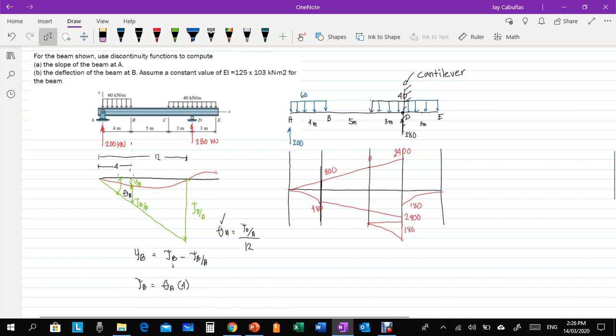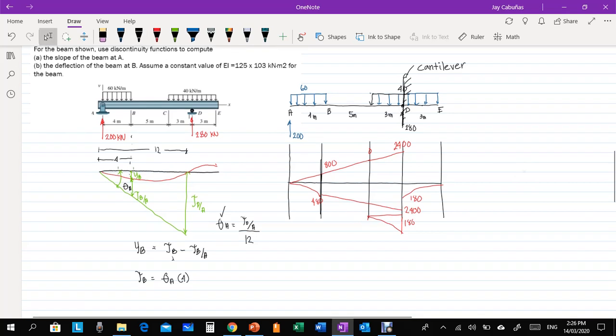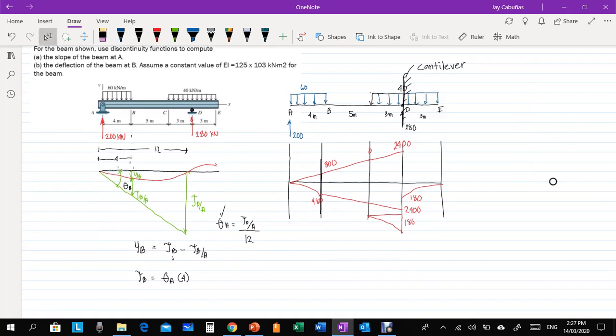Okay, so first, the computation of the deflection at B. First, we need to draw the moment diagram again by parts. So we set a cantilever at any point of the beam. In this case, I set my cantilever at joint D, at point D. Okay? So at that point, I get their moment diagram. So, the moment diagram of 200, it is 200 times the moment arm from D, that is 12.